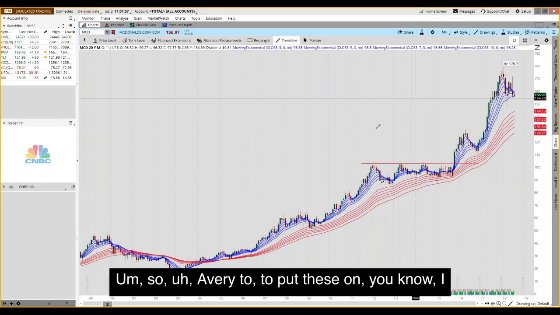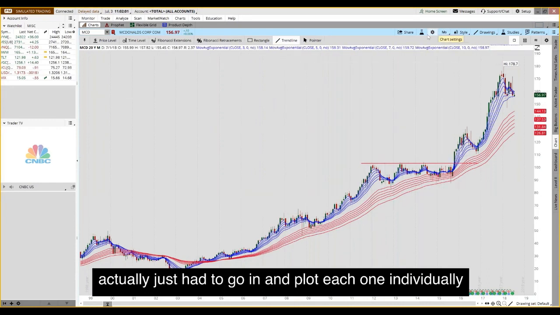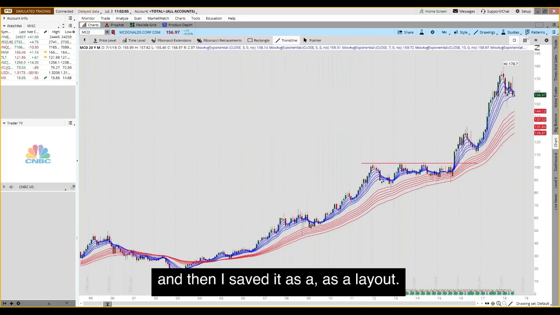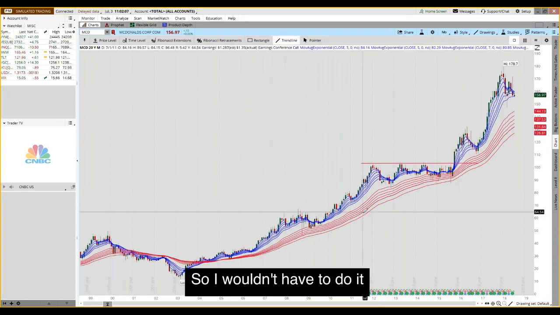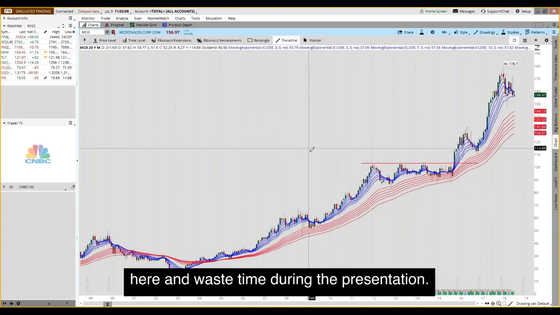Avery, to put these on, I actually just had to go in and plot each one individually, and then I saved it as a layout, so I wouldn't have to do it here and waste time during the presentation.